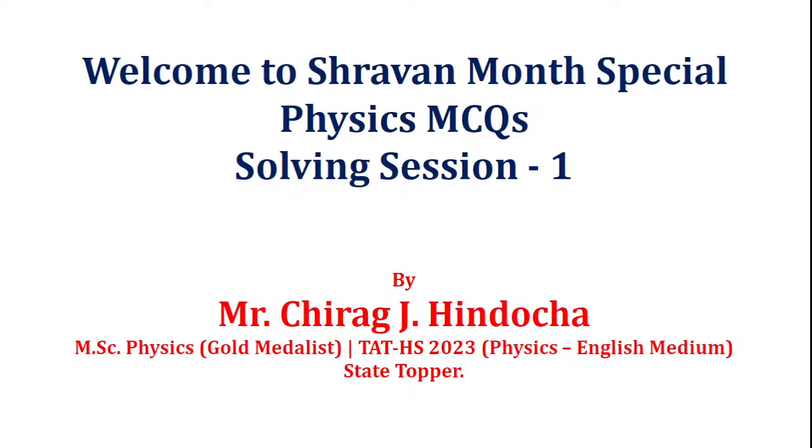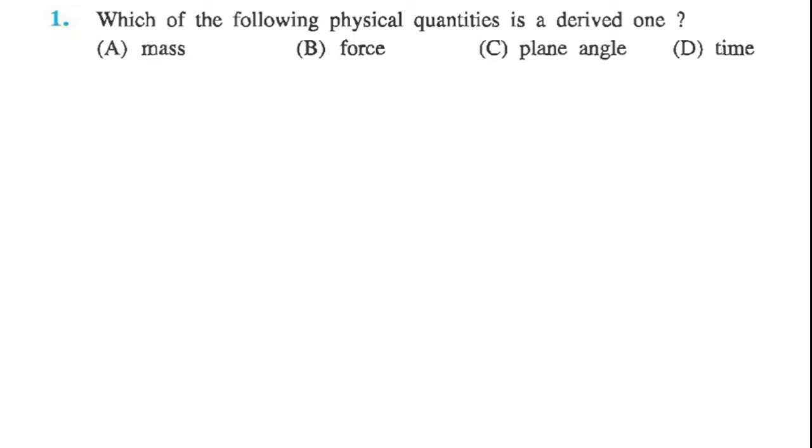Okay, so time to start with chapter number 1, first MCQ. Now the first MCQ which is appearing in front of you, it is a very silly one. Which of the physical quantities is a derived one? Obviously, mass is a fundamental quantity. Plane angle is a supplementary quantity. Time is a fundamental. But the only one here is force. Force is your derived one. Do remember, force is the derived quantity.